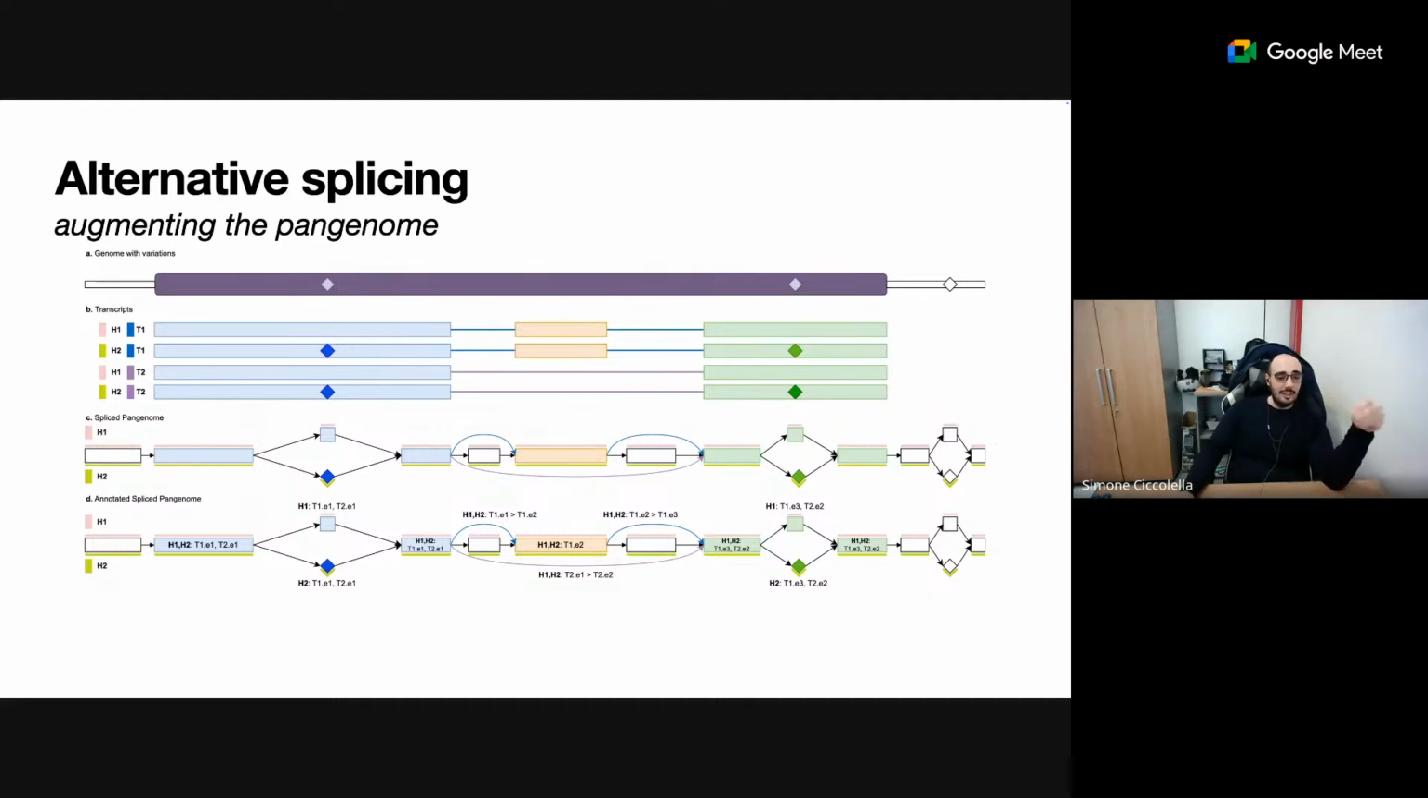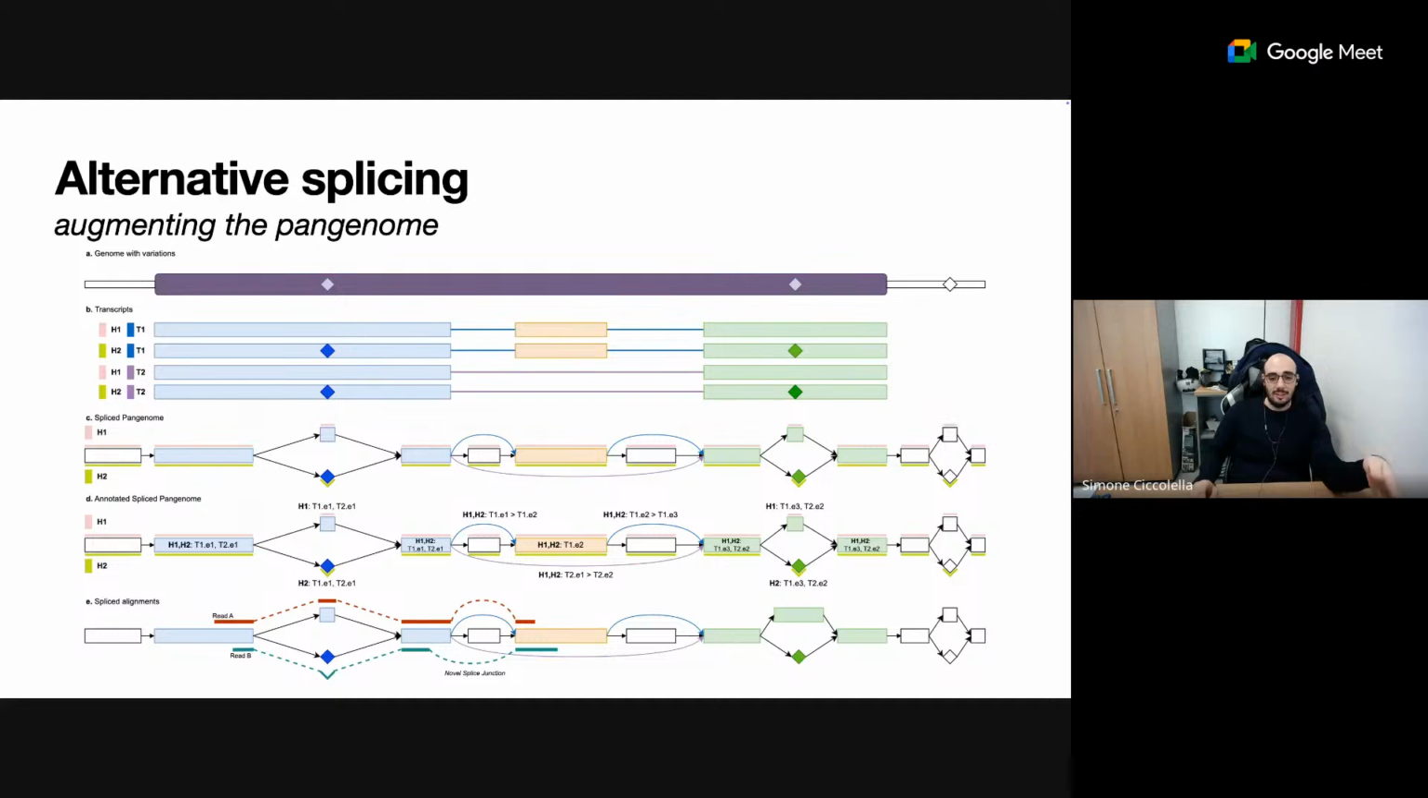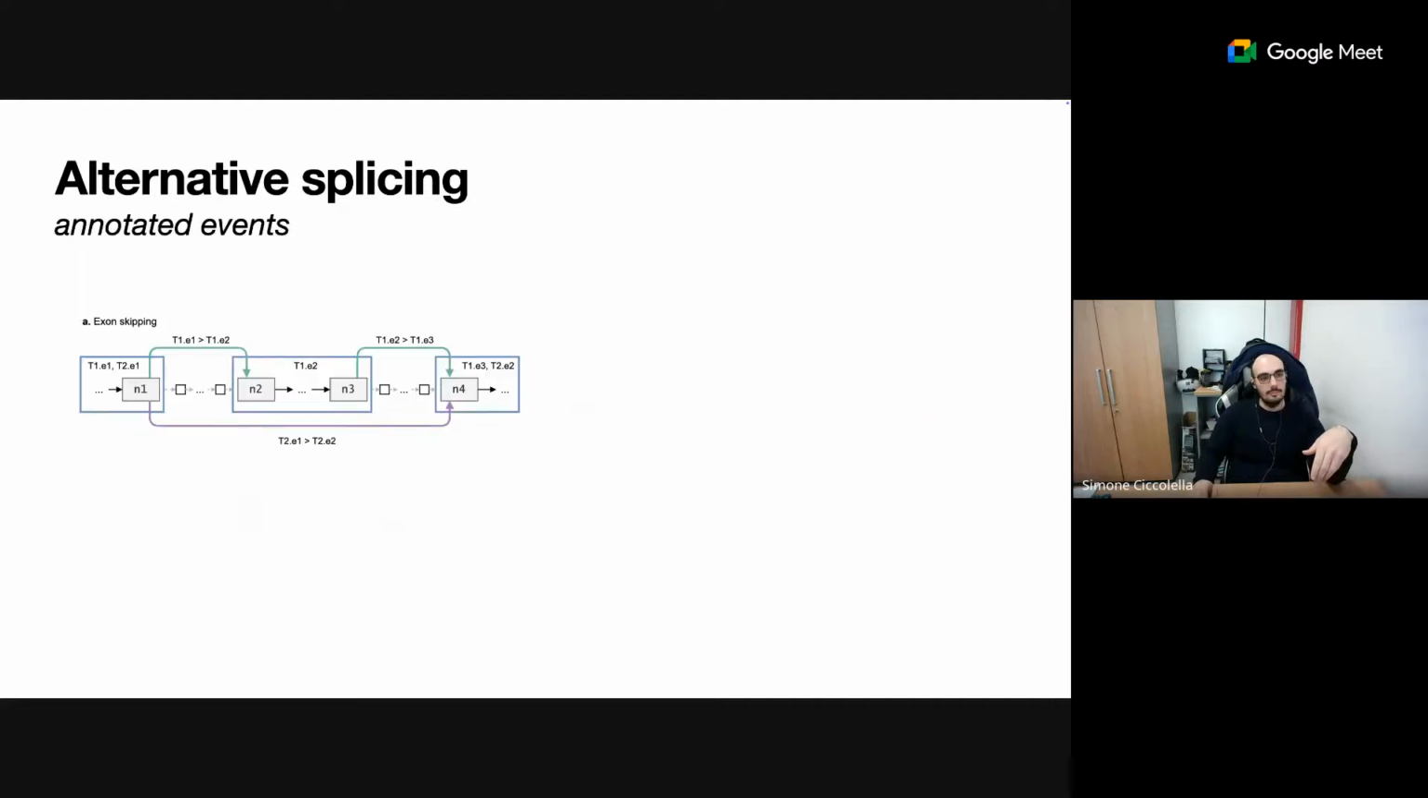We can also annotate this spliced pangenome by including into it the actual information on the transcript and the haplotype, so that we have all the different possible combinations inside of our pangenome. Therefore, once we get a read and we align this read with a spliced alignment, we can follow what happens in the graph and actually deduce the type of the event that we see.